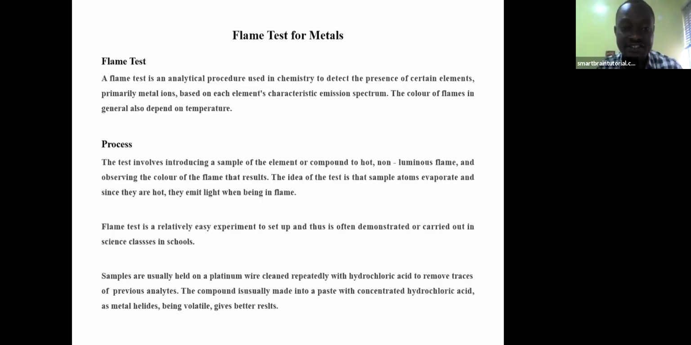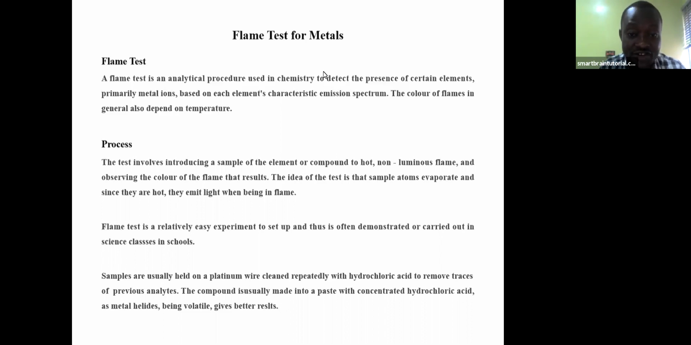In general, it also depends on temperature. Also, how hot the flame is shows the color that will be displayed, and it is the color of the flame that is used to distinguish the kinds of elements that are being exposed to that flame. Now, the process of the test.